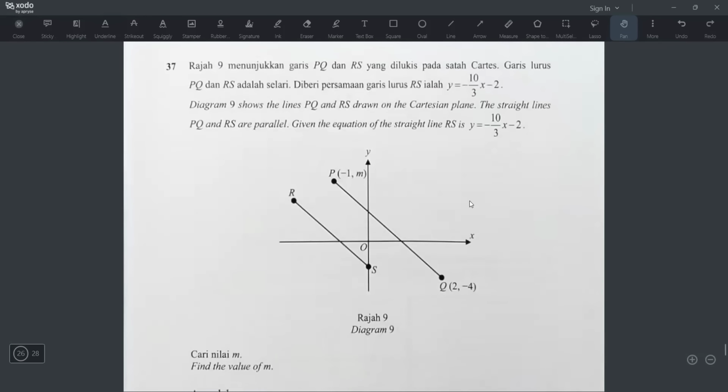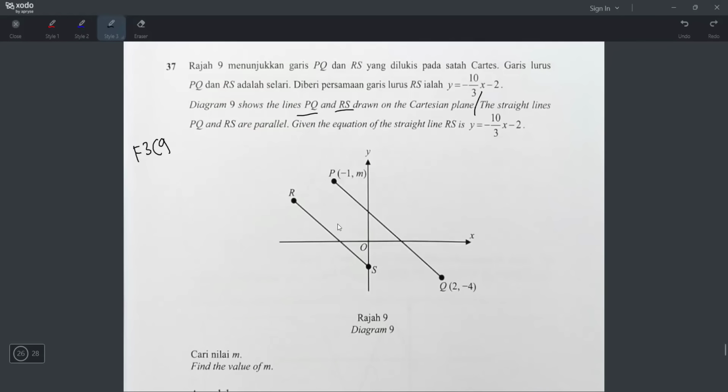Okay, I'm going to continue with 37. What chapter is this? Form 3 chapter 9. It's called the straight line chapter. Diagram 9 shows lines PQ and RS drawn on the Cartesian plane. Okay, I can see it. The straight lines PQ and RS are parallel.